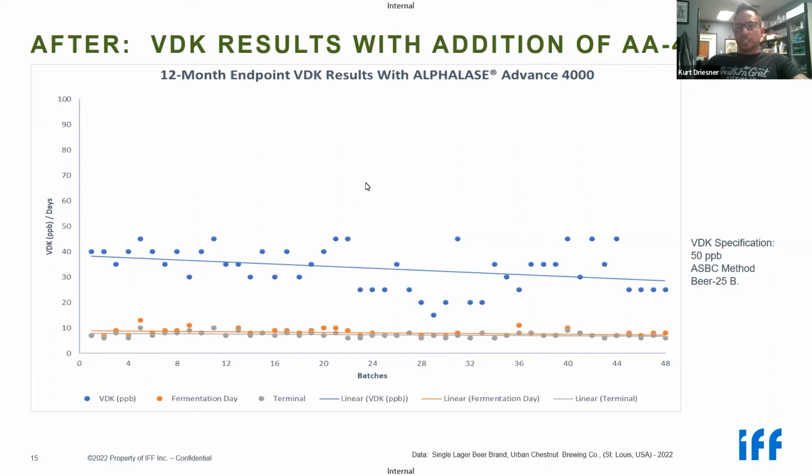Not only was it faster, by a couple days, as you'll see, but we're actually hitting a spec 20 ppb lower. And I think that's an important thing to state right now. For us to have gotten 50 ppb before using the enzyme, I had said that usually we were in a 5 to 7 day diacetyl rest post-terminal gravity.